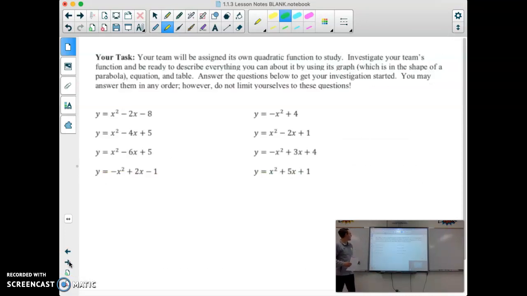So let's get started. On 1.2.3, we should have 8 parabolas, or 8 quadratic functions, that we are going to try to graph. For today, in this video, we are going to focus on y equals negative x squared plus 4. So we're going to graph that one together. We're going to come back in a little bit, and I'll give you 4 more to do on your own for a little bit of practice.